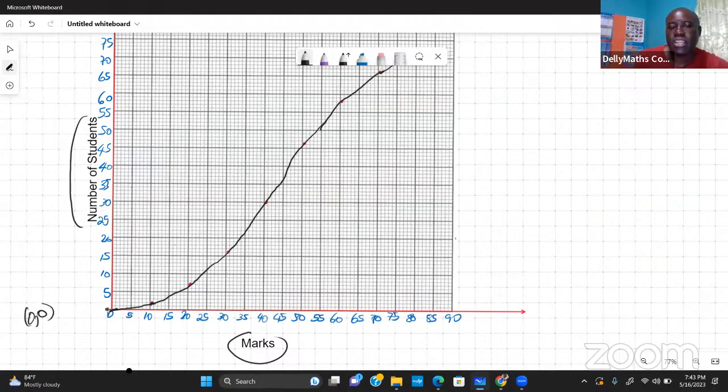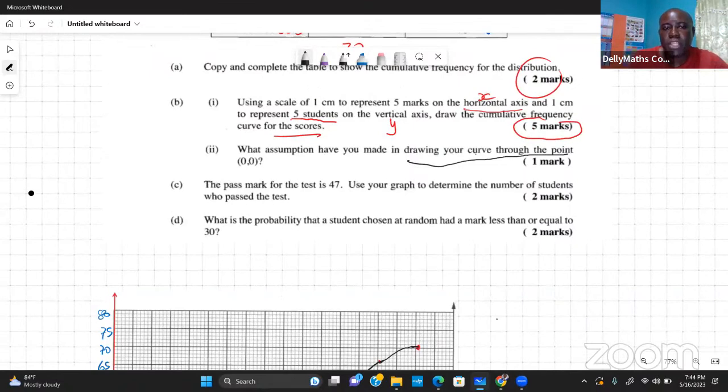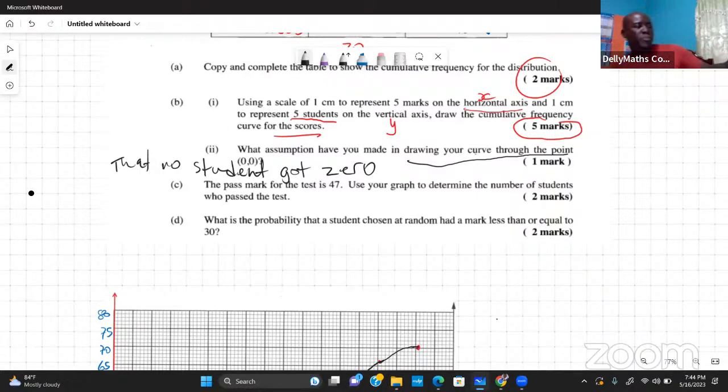No student got 0. So if I draw it through 0, 0, I am assuming that nobody got 0. That's what they're saying. So what's the question? What assumption did you make in drawing your graph to the point 0, 0? The assumption is that no student got 0. That's the assumption: 0 students with 0 marks. All right? So they give you 1 mark to see if you understand what that means.